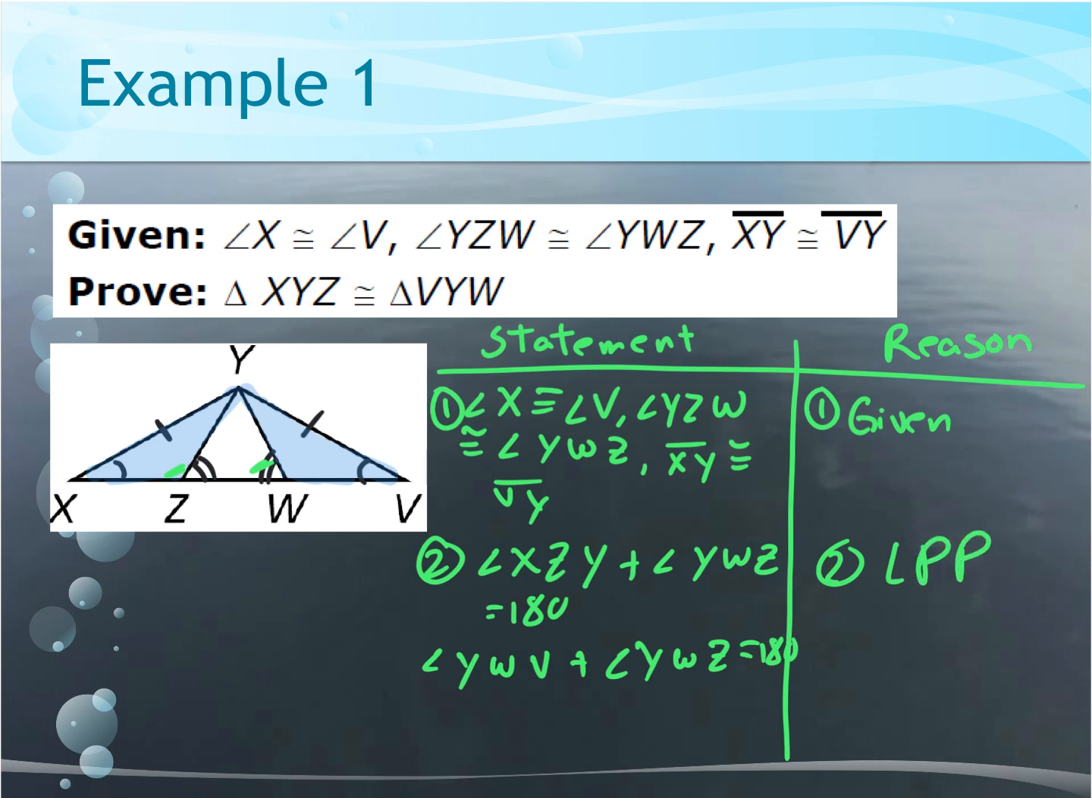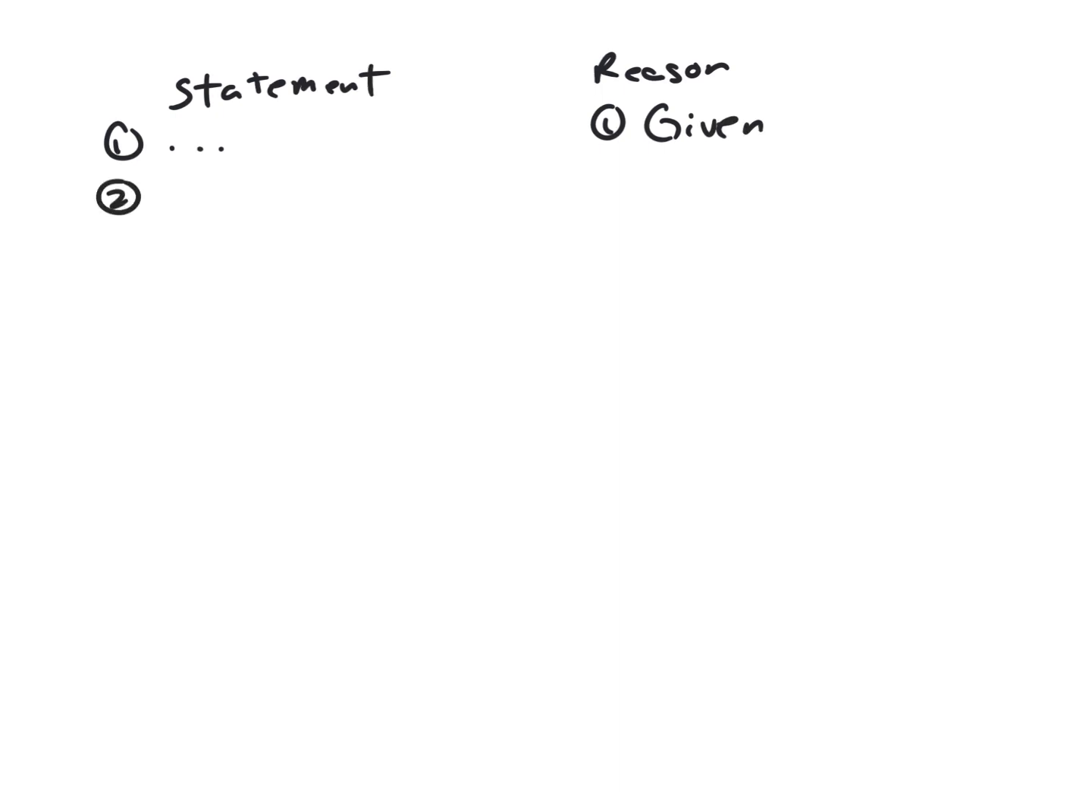Now I'm going to add a slide for the next part because I'm running out of space. So I'm just going to rewrite it right here, statement, and then reason. I'm not going to rewrite 1 because we have it in the previous slide, so I'm just going to write given. I'm not going to rewrite 2 because we have it in the previous slide. I'm just going to write the reason. For step 3, we're going to substitute the 180. So we're going to get rid of the 180 by substitution.